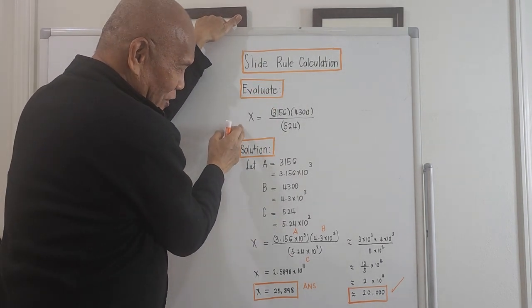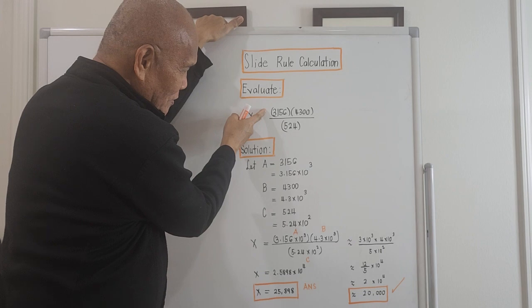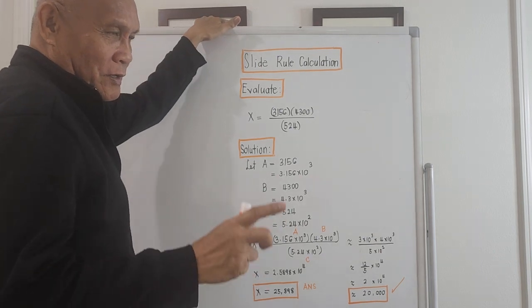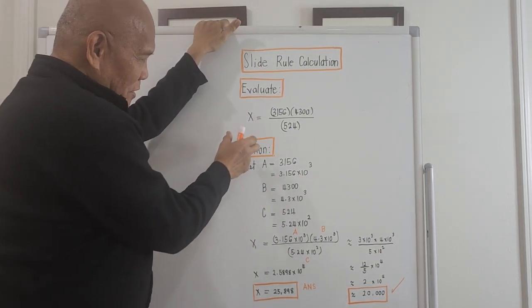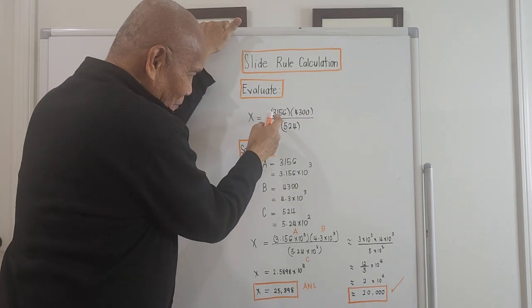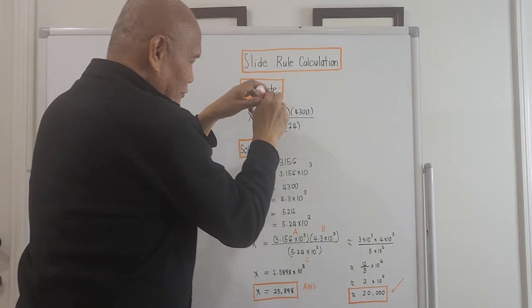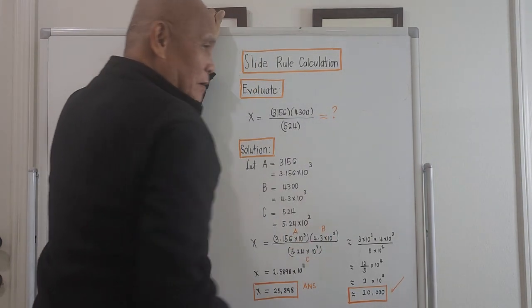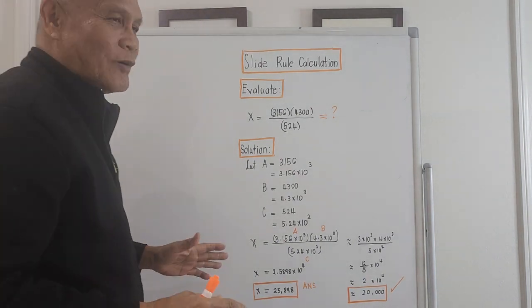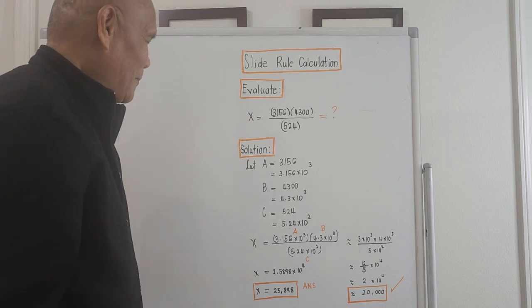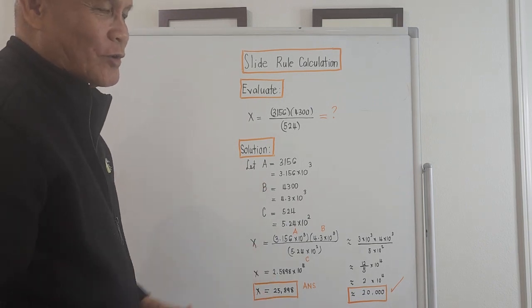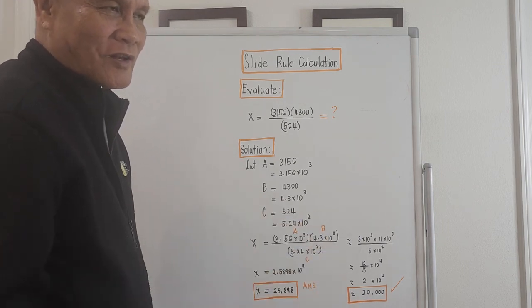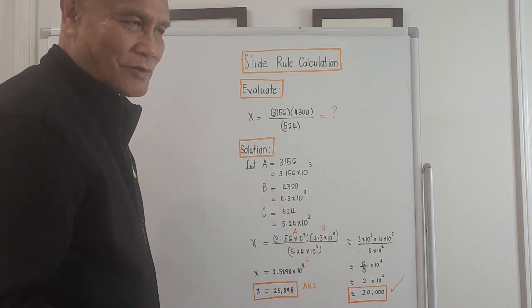Evaluate x equal to the product of 3156 times 4300 all over 524. The problem is asking for the calculation of this, meaning the product of this divided by this, and what it will be equal to. In the old days, or not long ago, we used the slide rule. In the slide rule there is no such thing as a decimal point, so we use scientific notation.